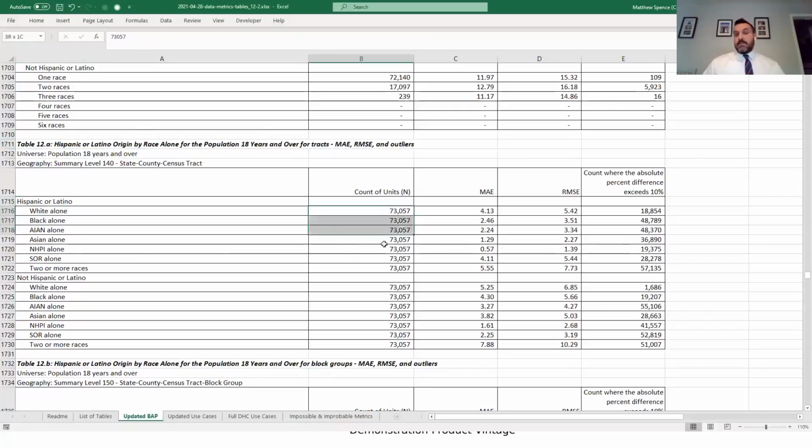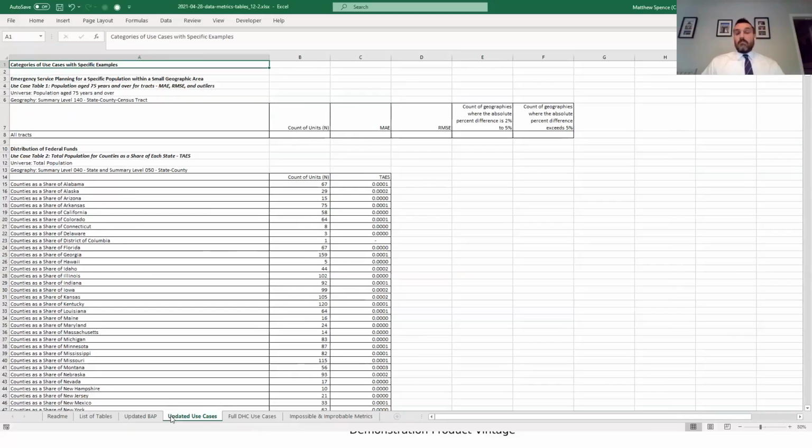So you can see, of the 73,000 tracts, the mean absolute error for the Hispanic white alone was 4, and the mean absolute error for the non-Hispanic white alone was 5. And you can compare that to prior runs and see just how much improvement there's been, or you can say, well, how much needs to be done still.